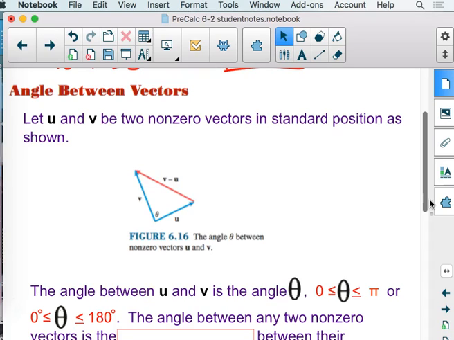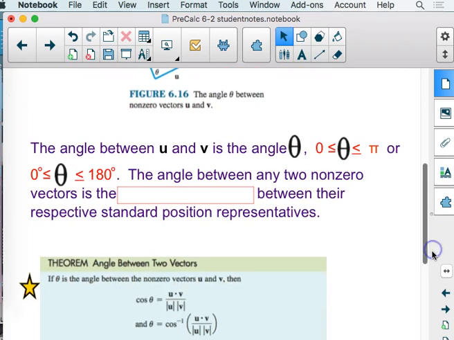Now, this was the other thing we had to learn today. Our other objective dealt with finding the angle between vectors. So let u and v be 2 non-zero vectors in standard position as shown. Okay? Here's u, here's v, there's theta. It may look like 90 degrees, but we don't know what it is. We need to be able to find it. What is the angle between those two vectors? The angle between u and v is the angle theta, where theta is between 0 and pi, or 0 and 180.